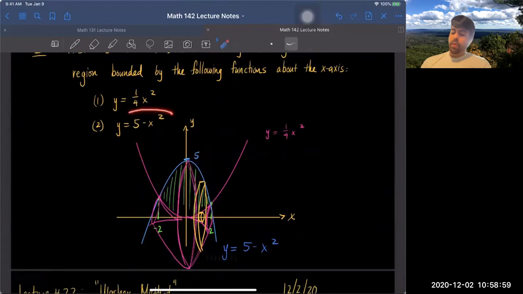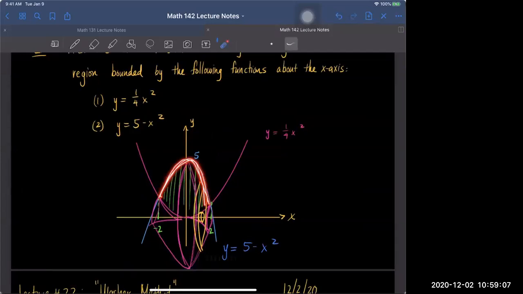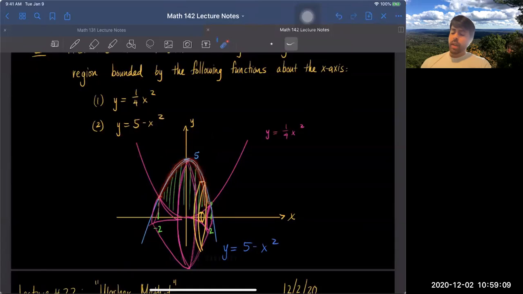So this is my blue function, right? This is my blue function, correct? Yes. So then the upper function, if I were to create a washer here, if I were to slice up this solid, the upper part is represented by this blue function here, right?